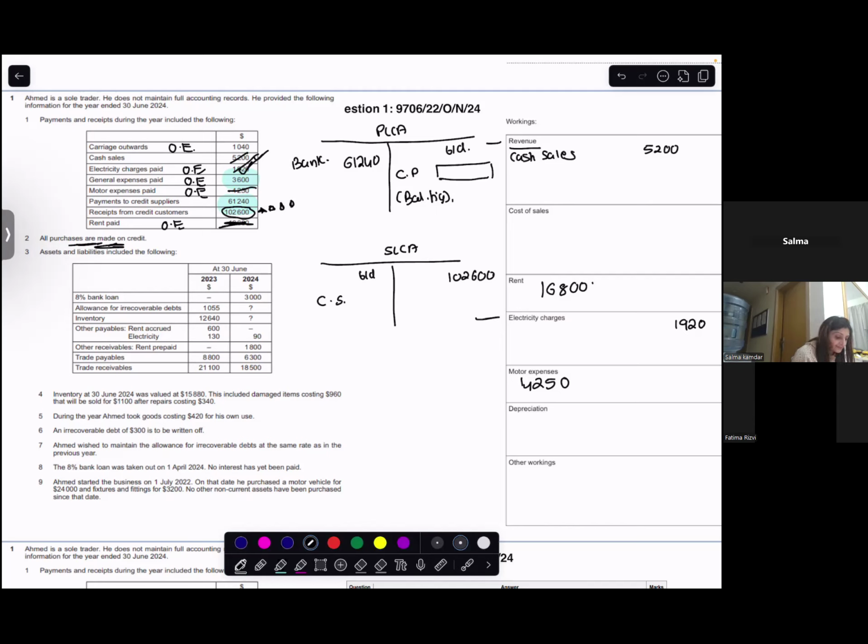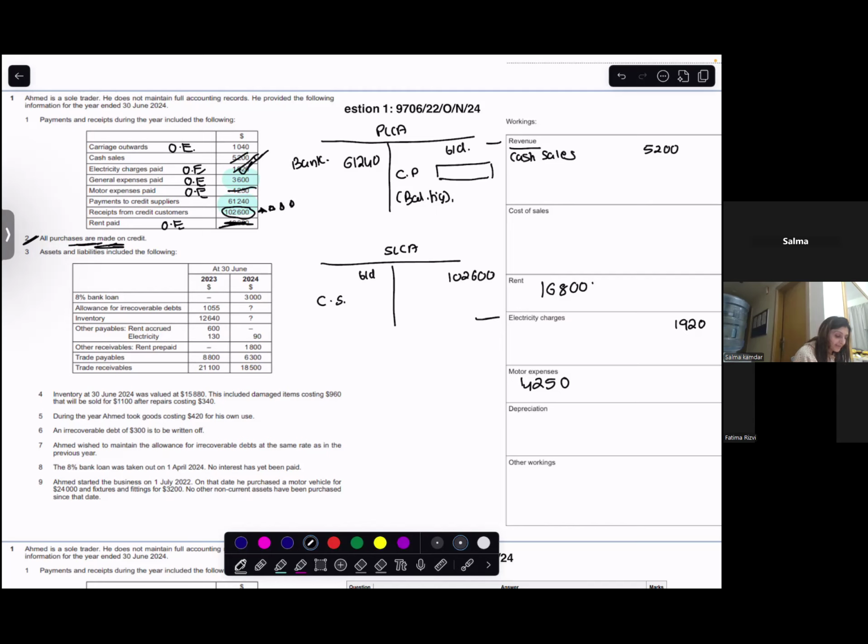I'm going ahead. All purchases are on credit. For this, I know that I have to find my credit purchases. I have to make my PLCA account. I hope you are with me.